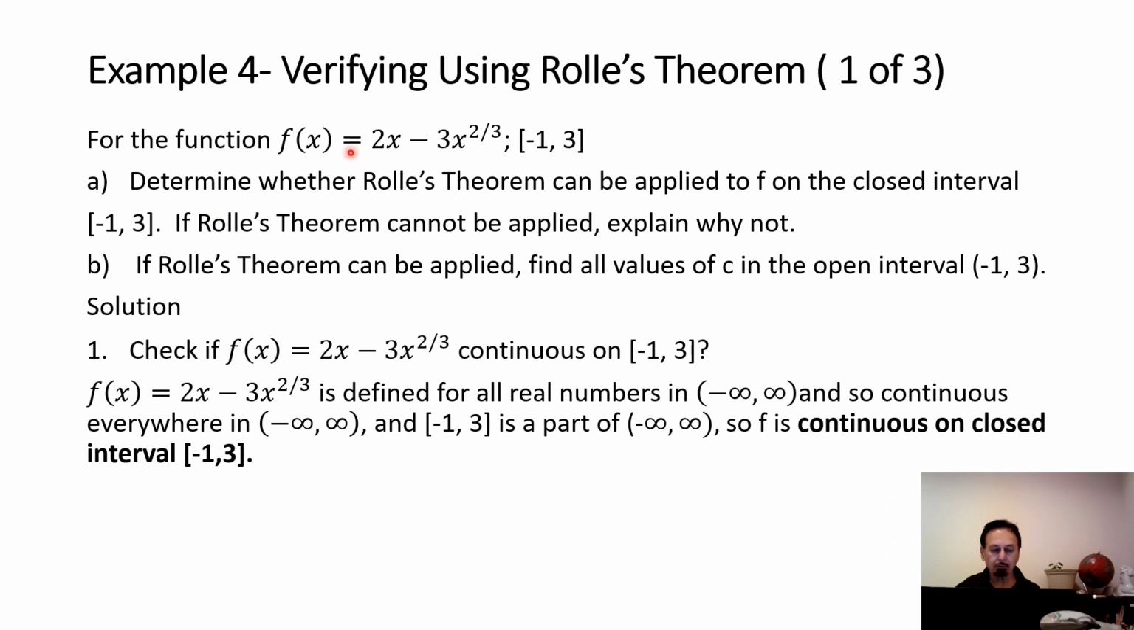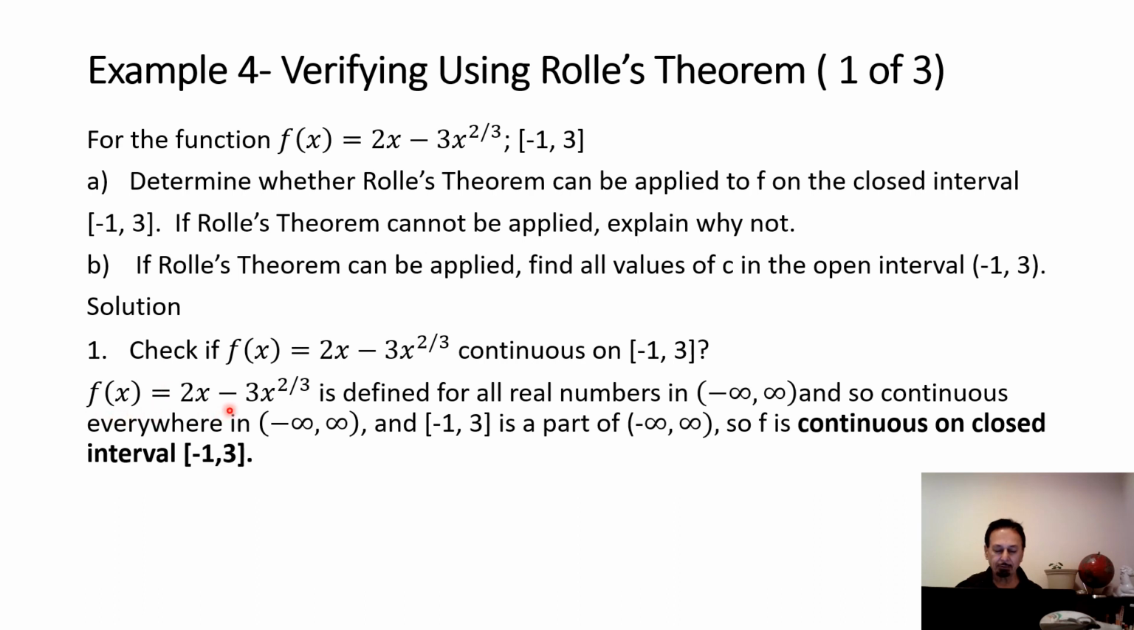Alright, we have a function f of x equals 2x minus 3 times x to the 2/3 and the closed interval negative 1 to 3. We're going to determine whether Rolle's theorem can be applied to this function on the closed interval negative 1 to 3. If Rolle's theorem cannot be applied, explain why not. B part, if Rolle's theorem can be applied, find all values of c in the open interval negative 1 to 3.